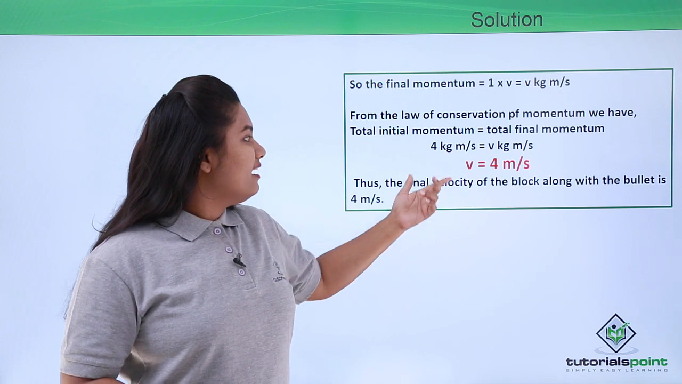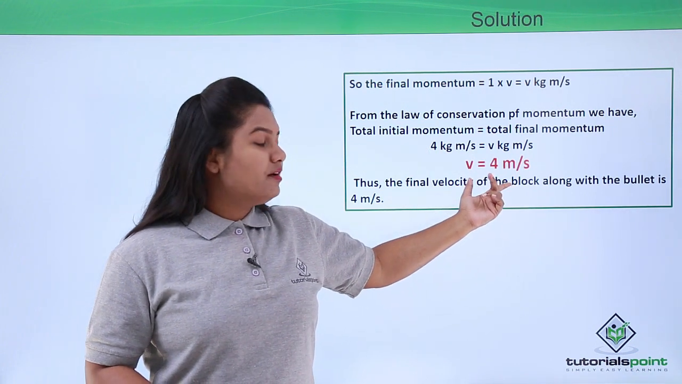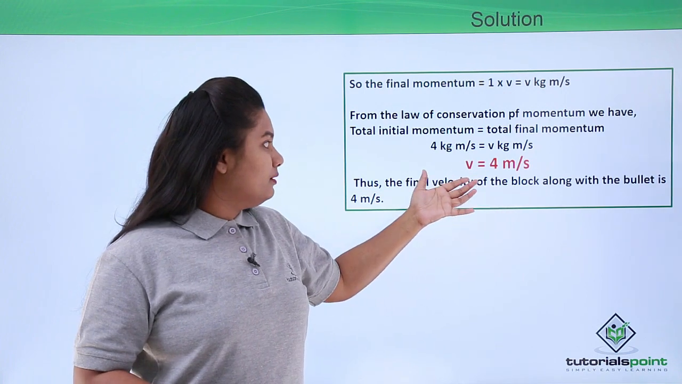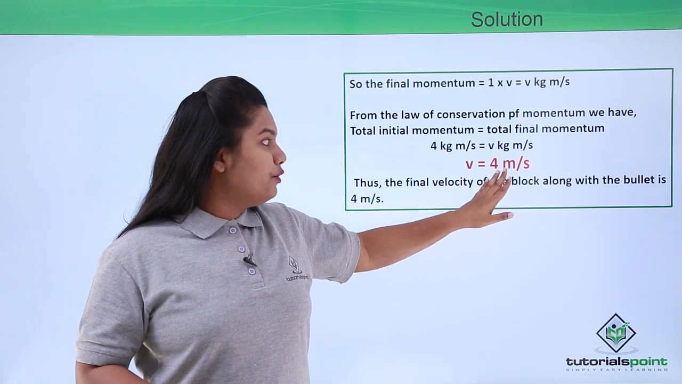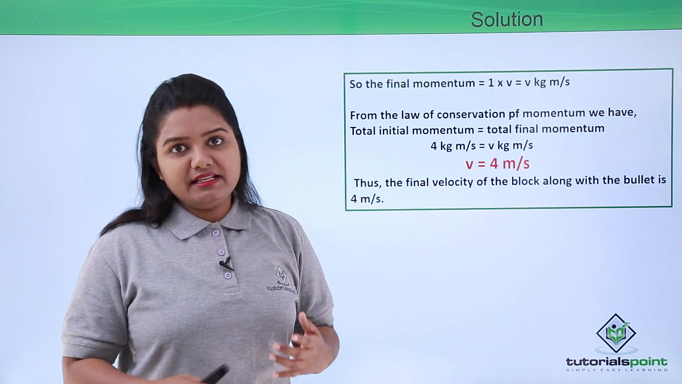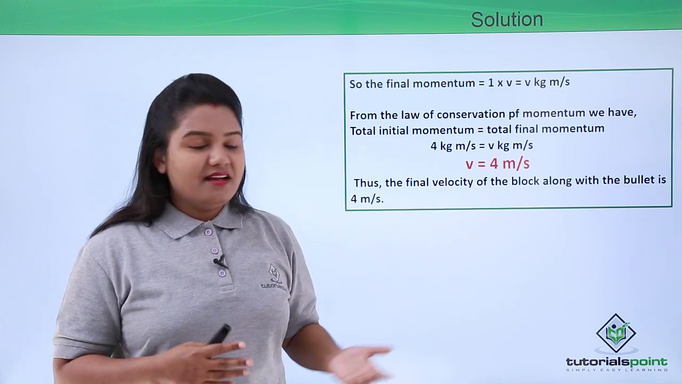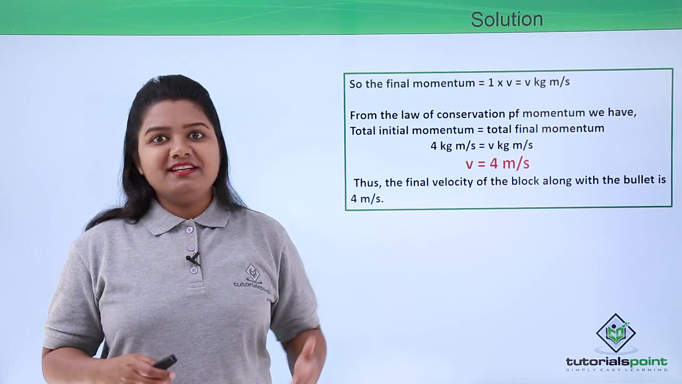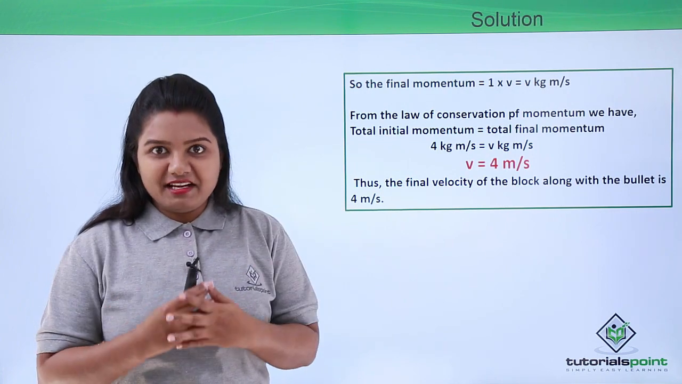So this is the velocity of the block into which the bullet is embedded, and the block moves with a velocity of 4 meters per second after the bullet gets embedded into it. So this was the whole solution of the problem, and I hope the solution was fully understandable to you.